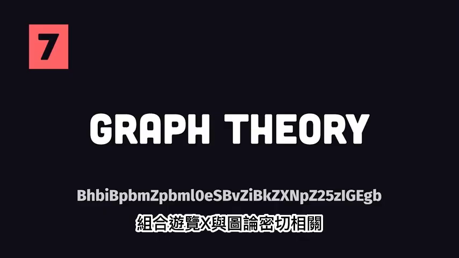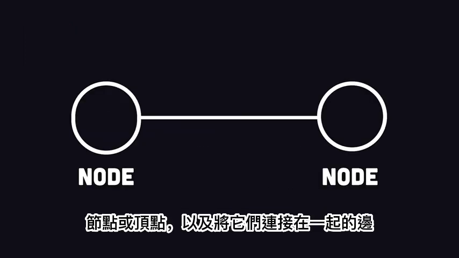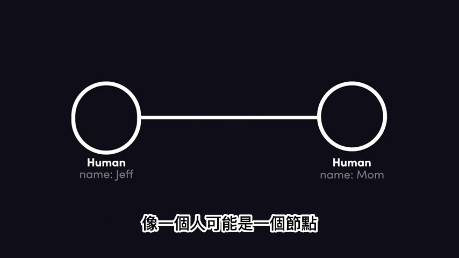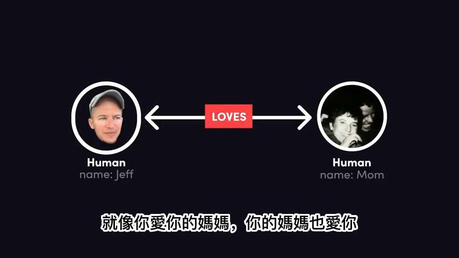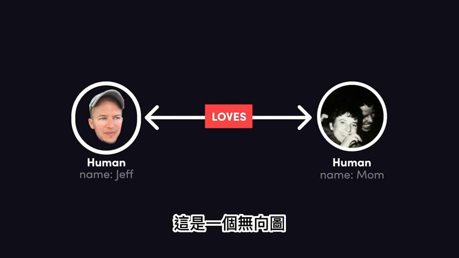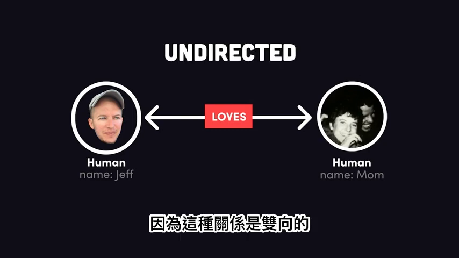Combinatorics is closely related to graph theory. A graph has two basic parts, nodes or vertices, and edges that connect them together. Like a person might be a node, and an edge might be a relationship that connects them together. Like you love your mom, and your mom loves you back. This is an undirected graph because the relationship goes both ways.